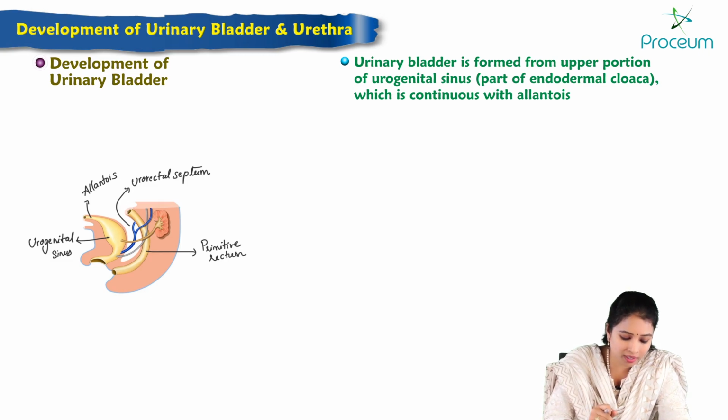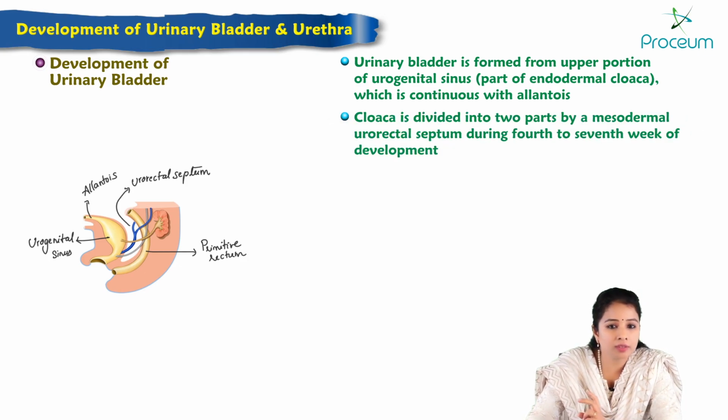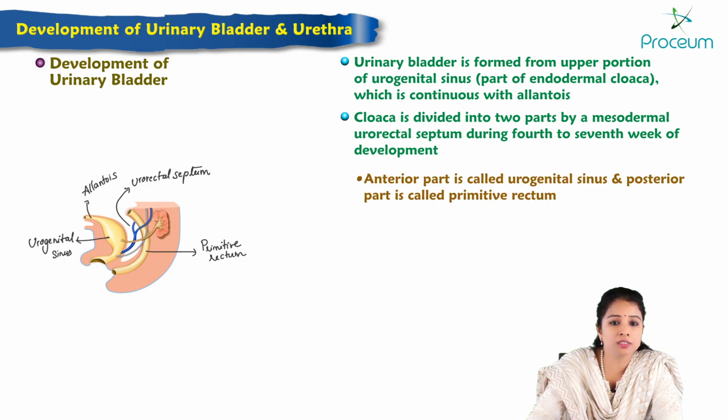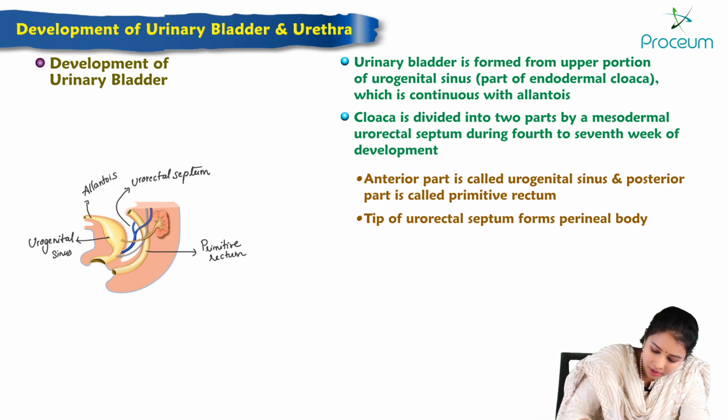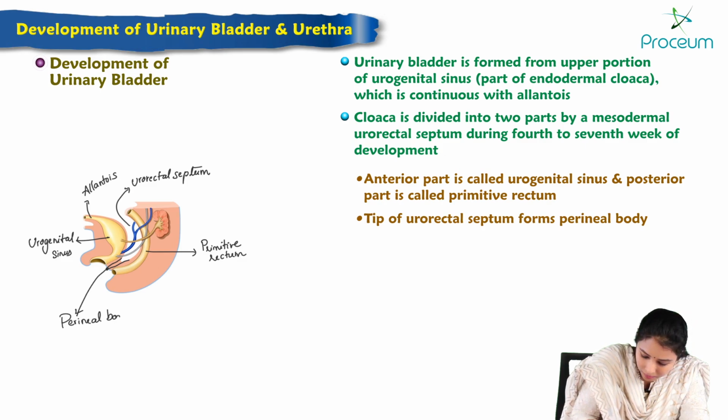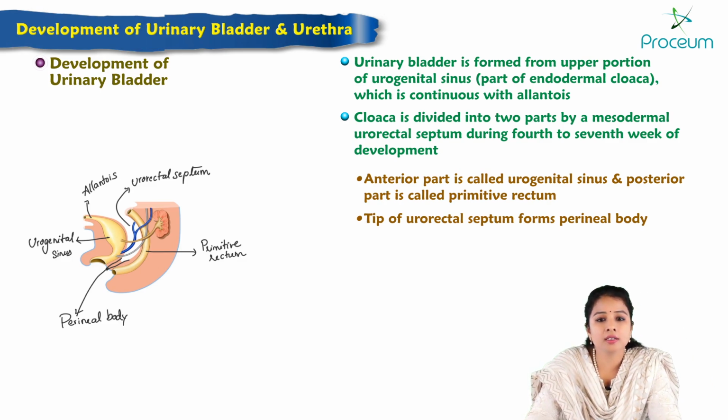So in this topic we are interested about the urogenital sinus, which forms the urinary bladder. So the cloaca is divided into two parts by mesodermal urorectal septum, which is formed during 4th to 7th week of development. So the ventral part forms the urogenital sinus and dorsal part forms the primitive rectum. So the tip of the urorectal septum forms the perineal body. So this urorectal septum, which grows down further till the perineum, and it joins here to form perineal body. So perineal body in adults it forms.